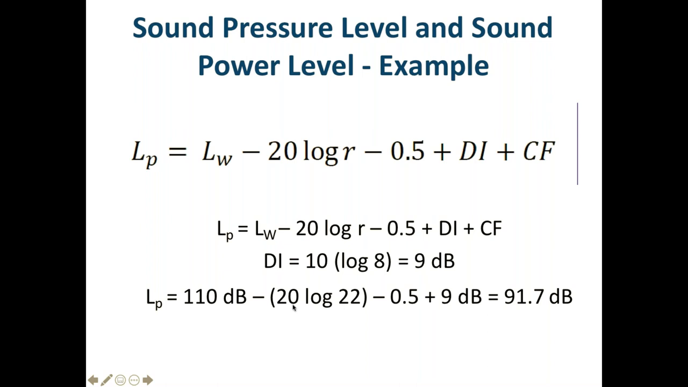1.34 times 20. What's 1.34 times 20? 26.8, so we got minus 26.8 minus 0.5 is minus 27.3. Plus 9 decibels is minus 18.3. Plus minus 18.3 plus 110 comes out to be 91.7 decibels. Okay, except for the logarithms, it's just simple algebra at that point. Is everybody okay with that?